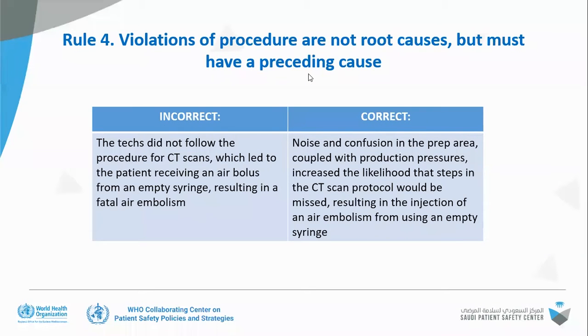Rule number 4, violation of procedure is not a root cause, but must have a preceding cause. We'll have an example now. It's incorrect to write "the technician did not follow the procedure for CT scan, which led to the patient receiving an air bolus from an empty syringe, resulting in a fatal air embolism." The correct statement would be: noise and confusion in the preparation area, coupled with production pressure, increased the likelihood that steps in the CT scan protocol would be missed, resulting in injection of an air embolism from using an empty syringe.